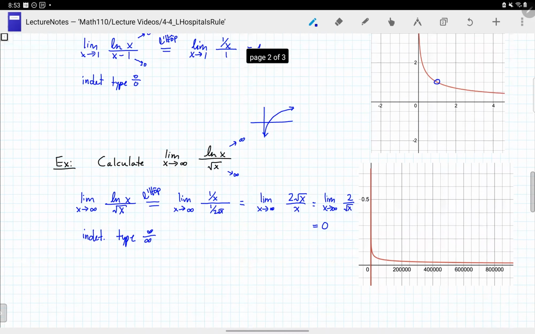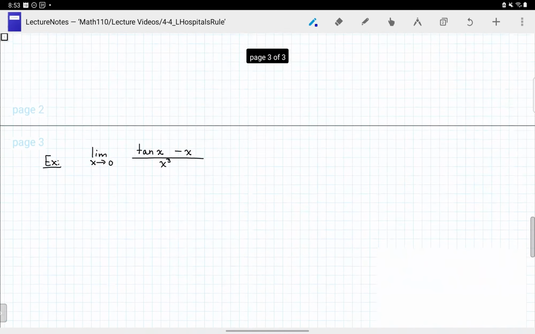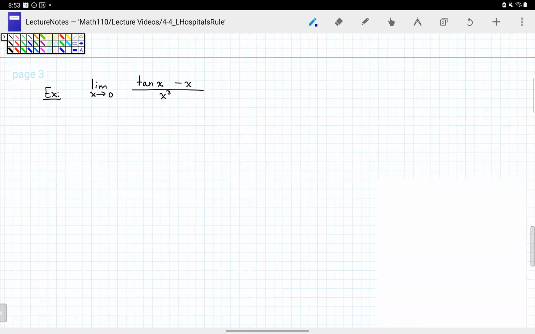All right, let's do one more example. The limit as x goes to 0 of (tangent of x minus x) all divided by x cubed. Tangent of x at x equals 0 is 0. x is 0, and this is all 0. So this is an indeterminate form of type 0 over 0. So I can apply L'Hopital's rule.